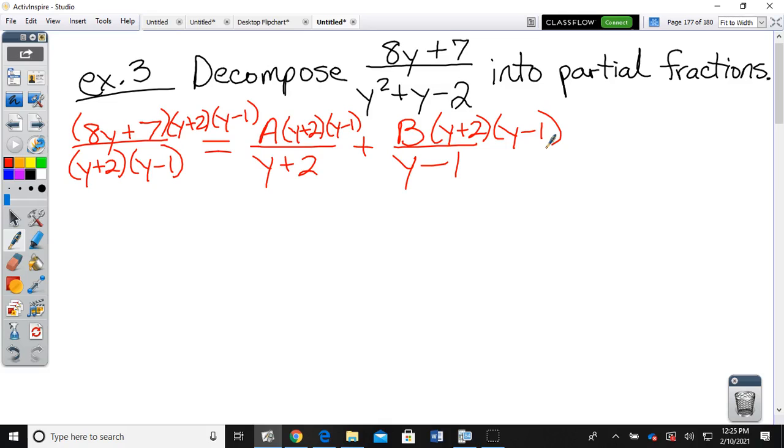Okay? So on the left side, the y plus 2's what? Cancel. Y minus 1, cancel.